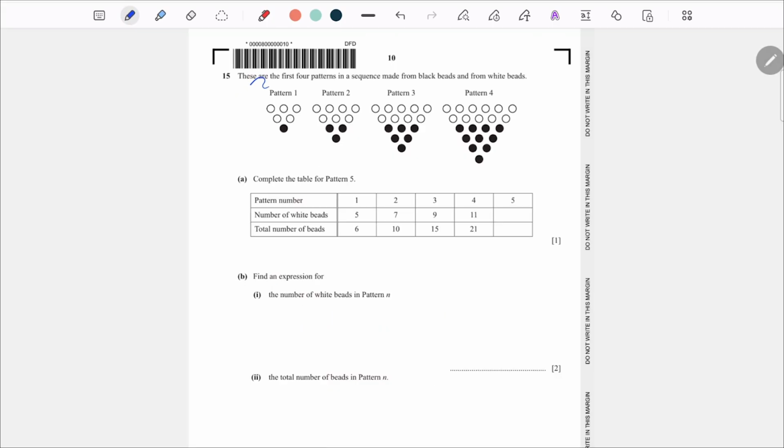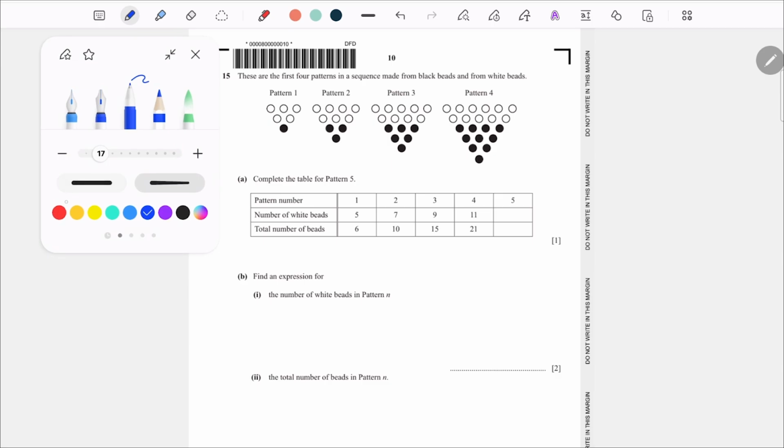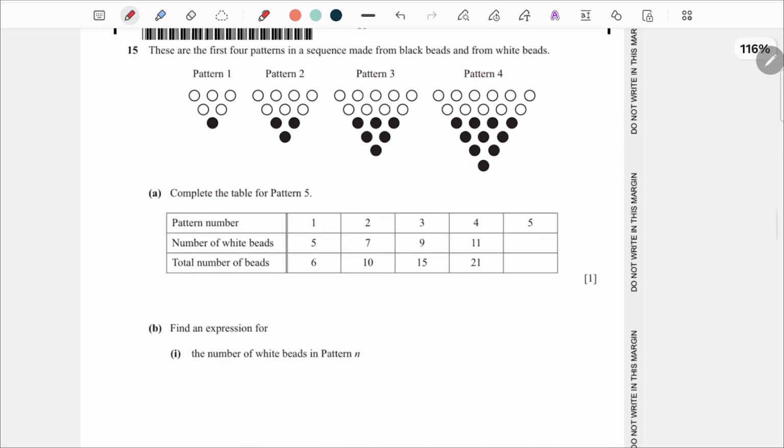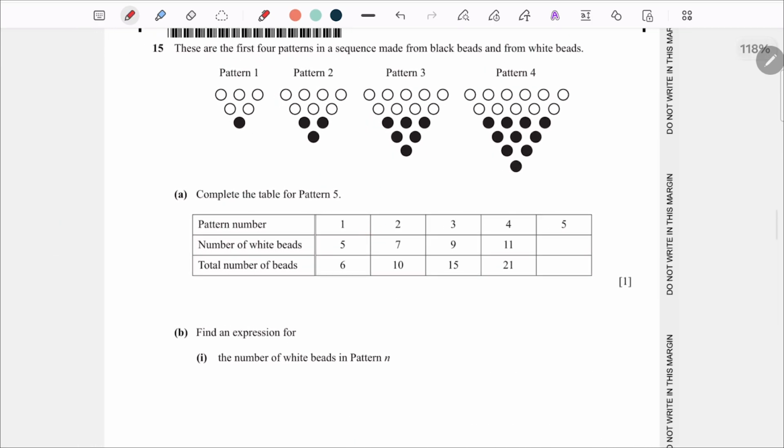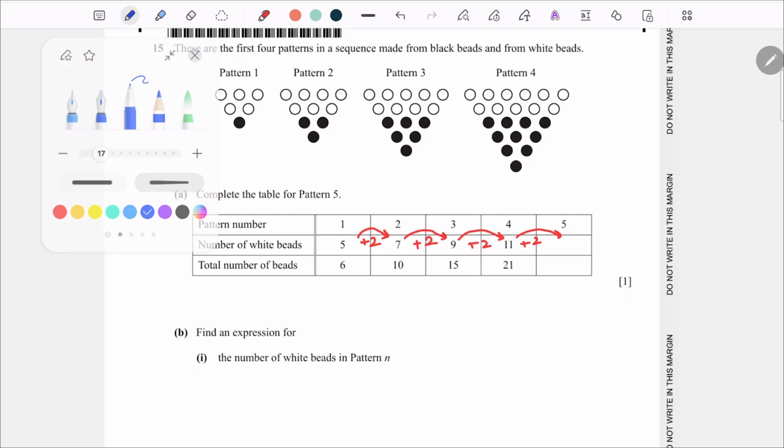Question number 15. These are the first 4 patterns in a sequence made from black beads and white beads. Complete the table for pattern 5. So basically we have to judge the pattern and find the pattern for number 5. If we look at it closely, the number of white beads are increasing by 2, then 7 to 9. This is also increasing by 2, 9 to 11, plus 2. So if we add 2 to 11, this will be equal to 13.